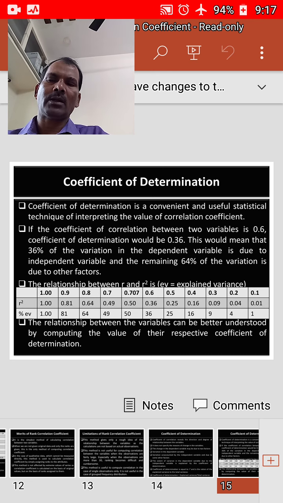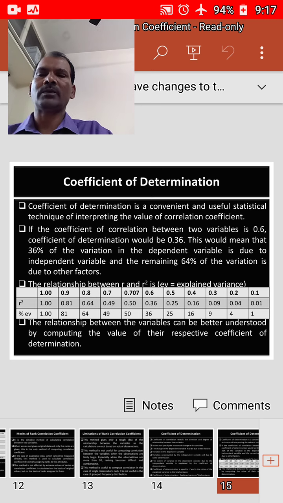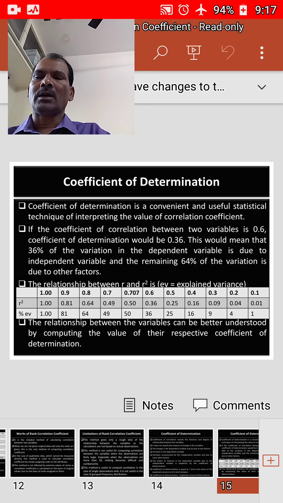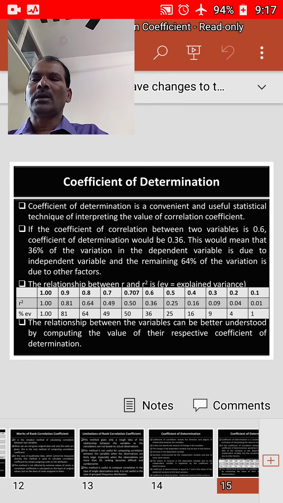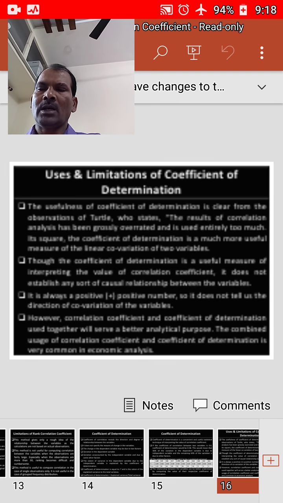It's a square. The coefficient of determination is a much more useful measure of the linear covariation of two variables. The reader should develop the habit of squaring every correlation coefficient he finds cited or stated before coming to any conclusion about the extent of the linear relationship between the two correlated variables. Okay.